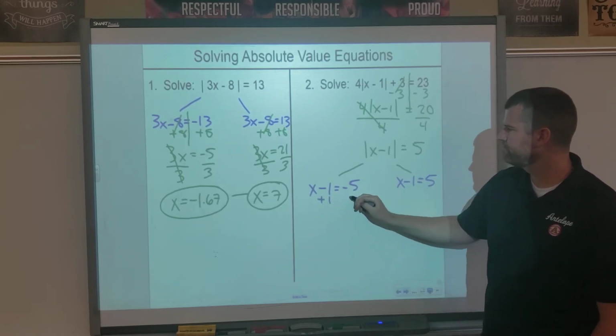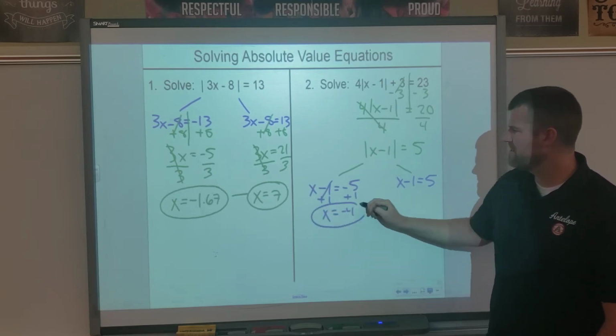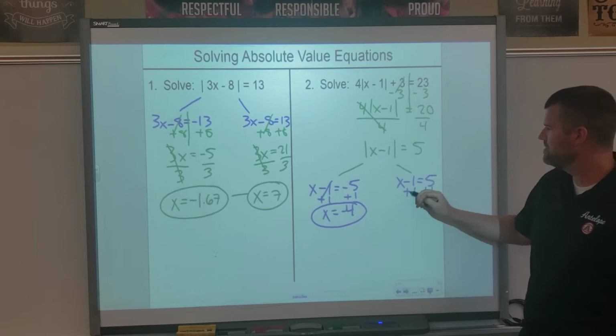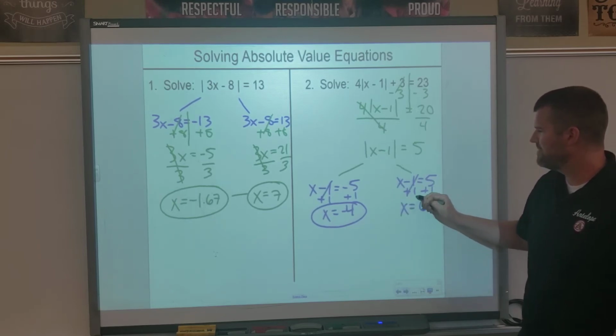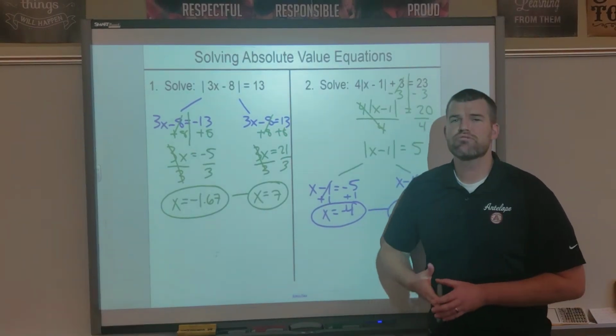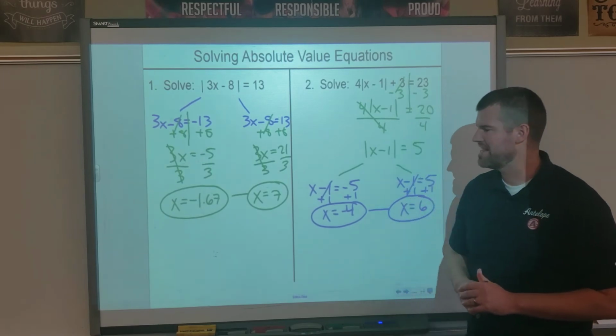Solve them. One solution is negative 4. And our other solution is positive 6. So again, absolute value typically has two solutions because there are two different ways to be the same distance from 0.